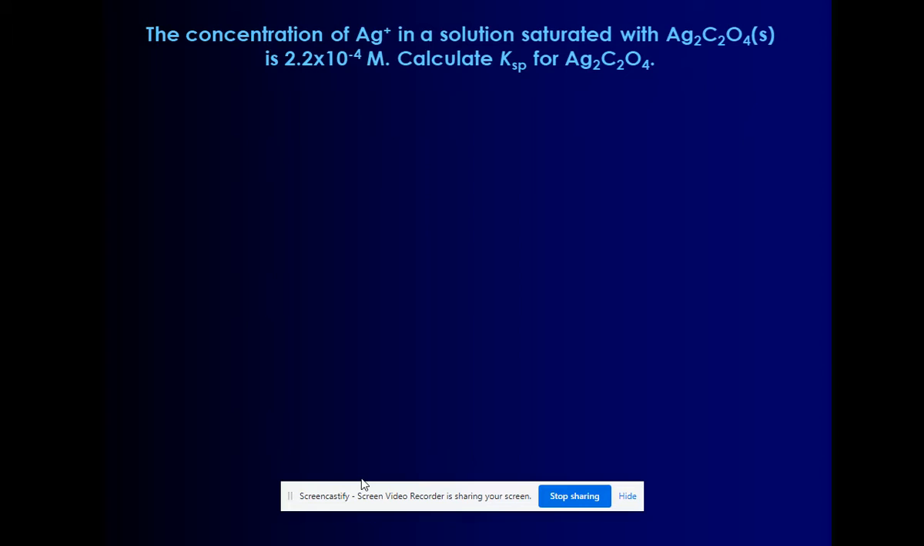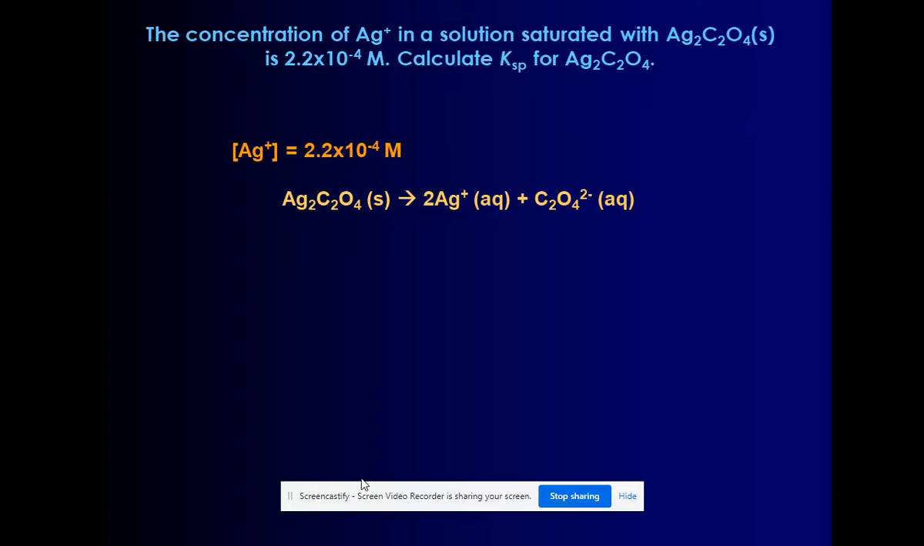So to determine the Ksp, I need to be able to write a Ksp expression. And at this point, I would encourage you to go ahead and write the equation out so you know what the equilibrium expression is coming from. Silver oxalate was split into silver and oxalate ions. There's two silvers that are present and one oxalate. We know that silver's concentration is 2.2 times 10 to the negative fourth. That was provided for us. We'll come back to that in a second.